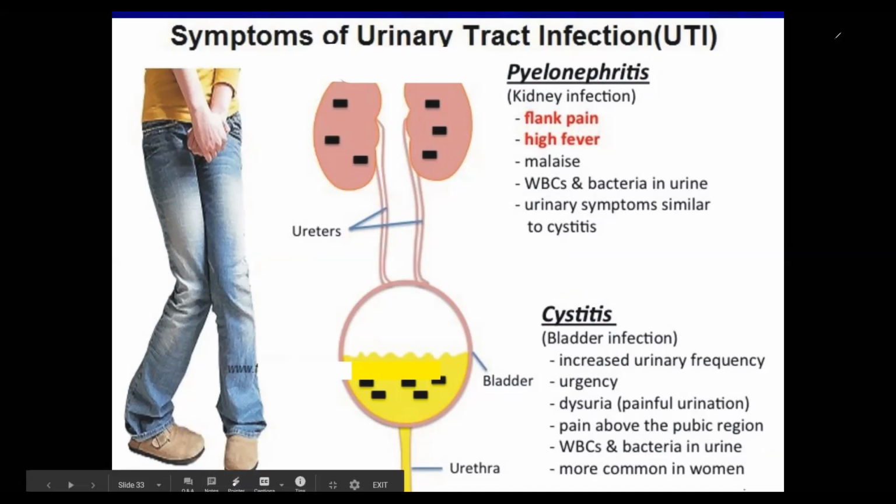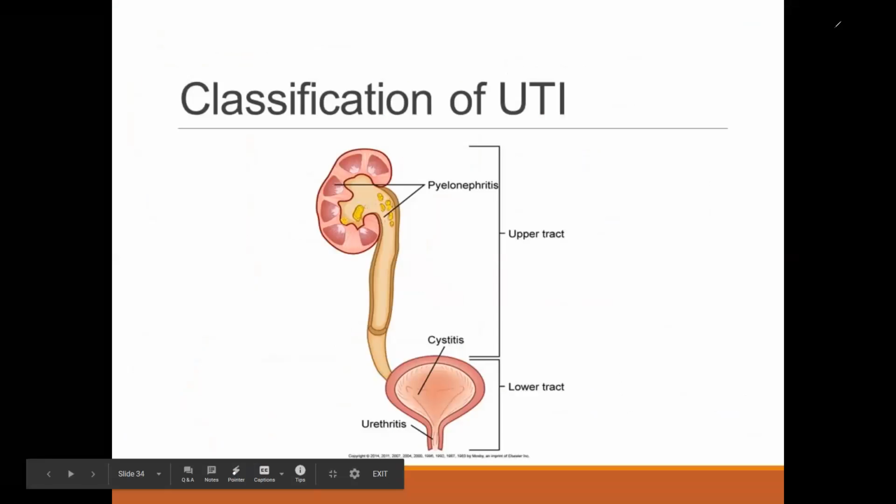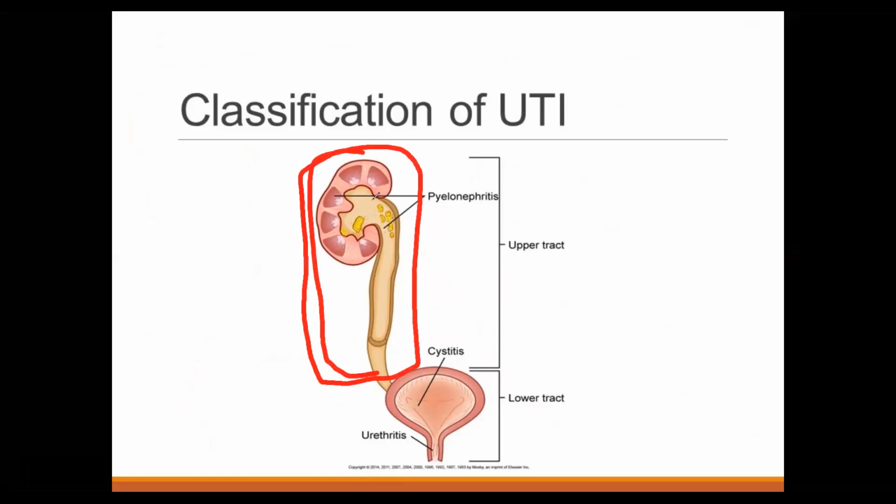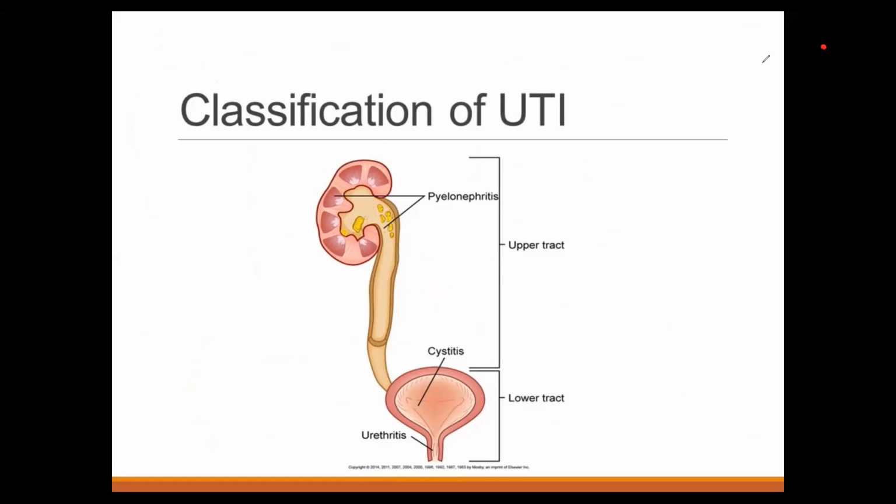So let's talk about the upper versus lower tract. Whenever we talk about the upper urinary tract, we're talking about the parts of the system that would include the kidney, the ureter, and what we call the medulla and the cortex of the kidney. That's the upper tract. If we're talking about lower tract, we're talking about just the bladder and the urethra. So that's what we're referring to with those terms.